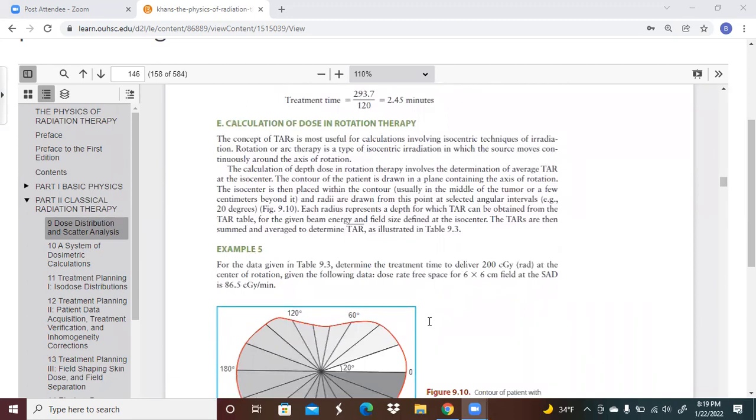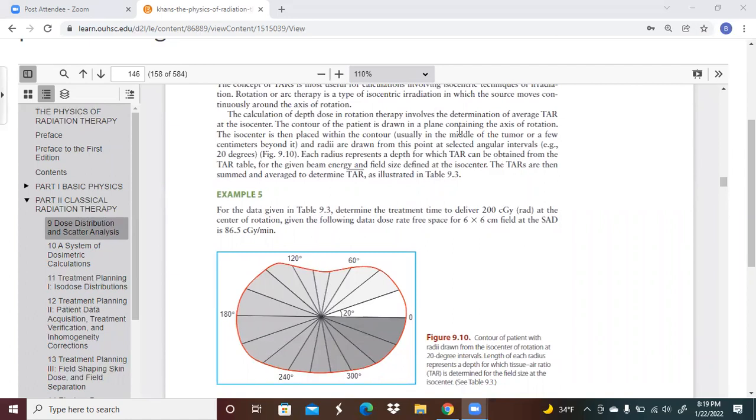Now, the concept of the TARs is going to be most useful for calculations involving isocentric techniques of irradiation. Rotation, and believe me, today you're going to be seeing more and more arcs around. Arcs are a very good way for you to deliver a lot of dose into a very centralized area. It's also a great way to increase your integral dose, but sometimes those are the kinds of trade-offs that you have to make.